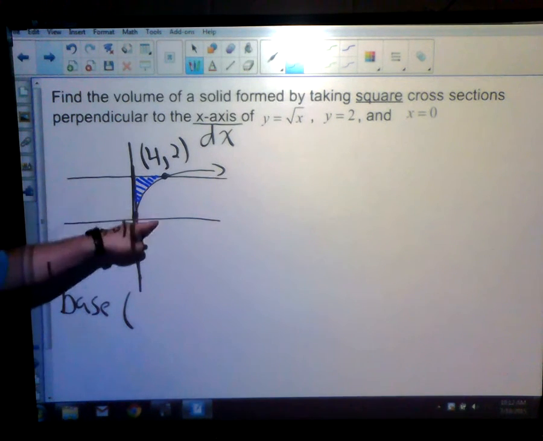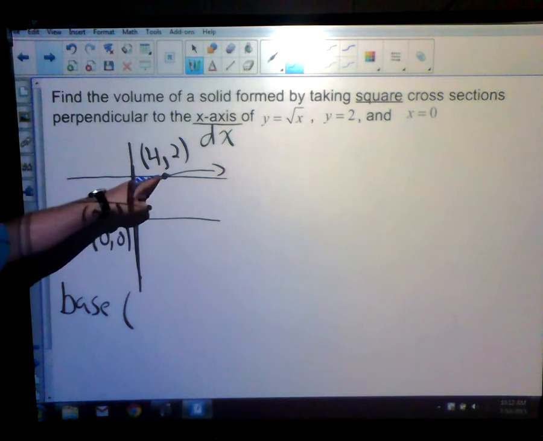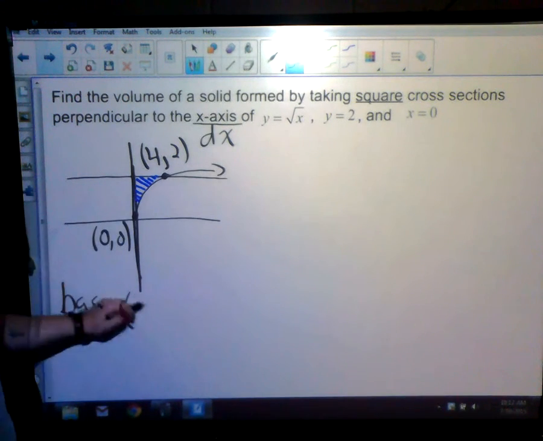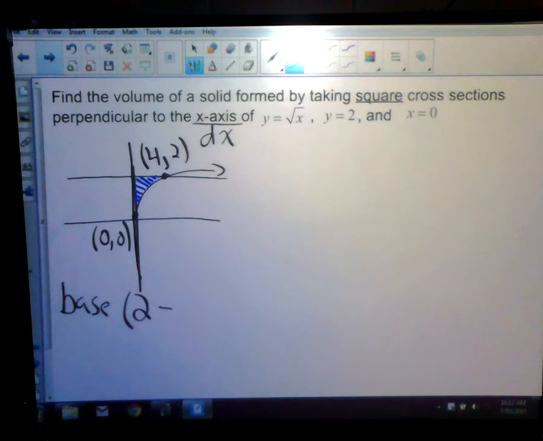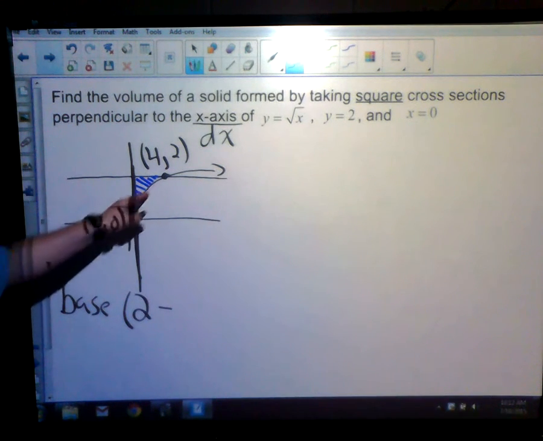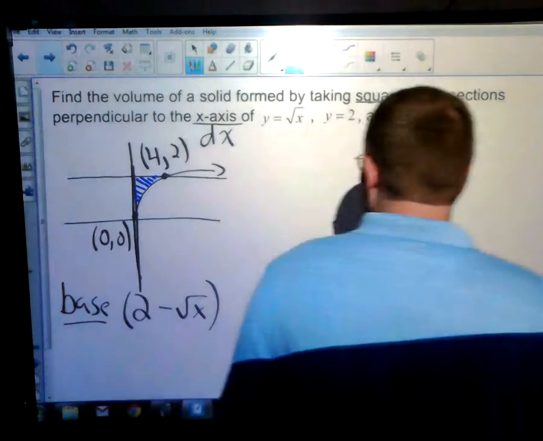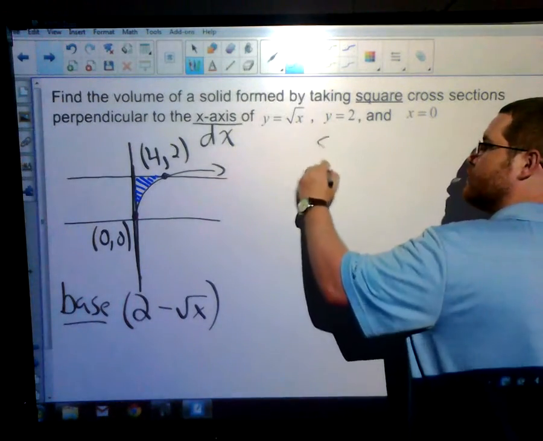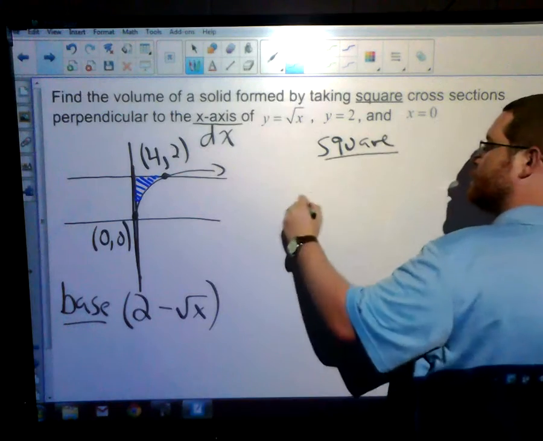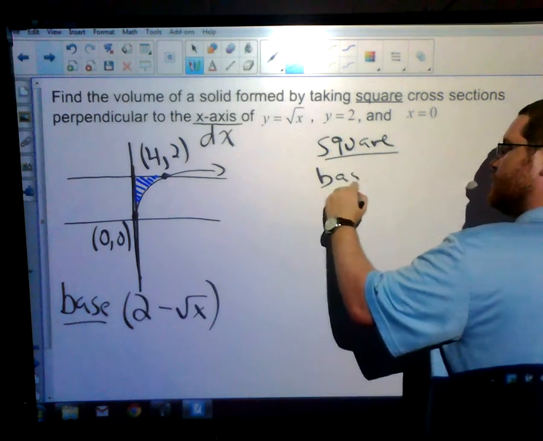What is the furthest function from the x-axis? It's the line. What's the line? 2, minus the closest one, the smallest function. What's the closest function to the x-axis? Square root of x. So in all of these problems, my base is going to be 2 minus square root of x. And I'm going to form shapes coming out of the board towards the camera that are squares in this problem. So, I know that it's going to be a square, which means that it's going to be base squared.